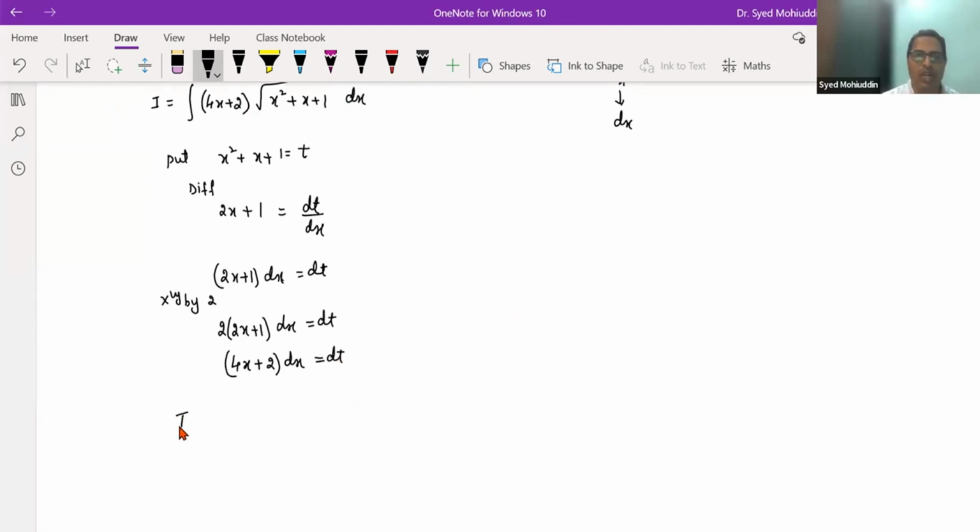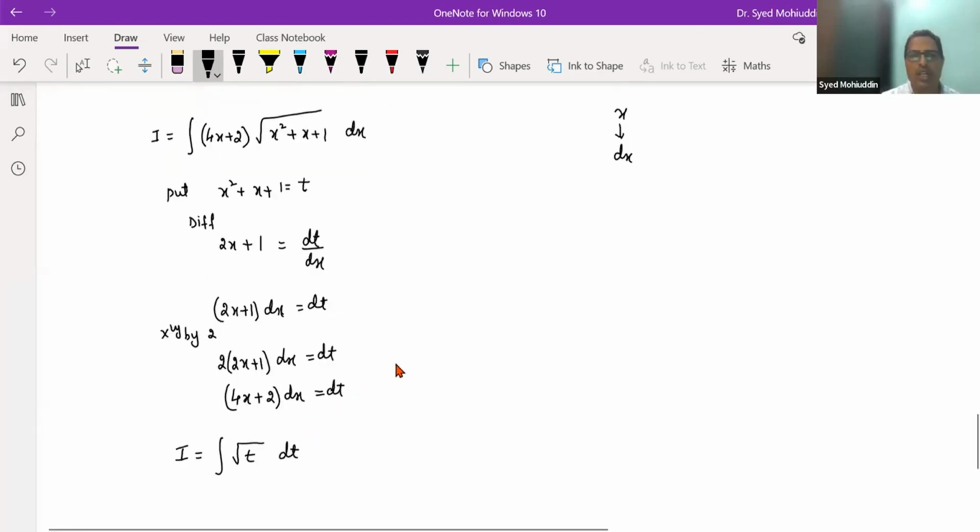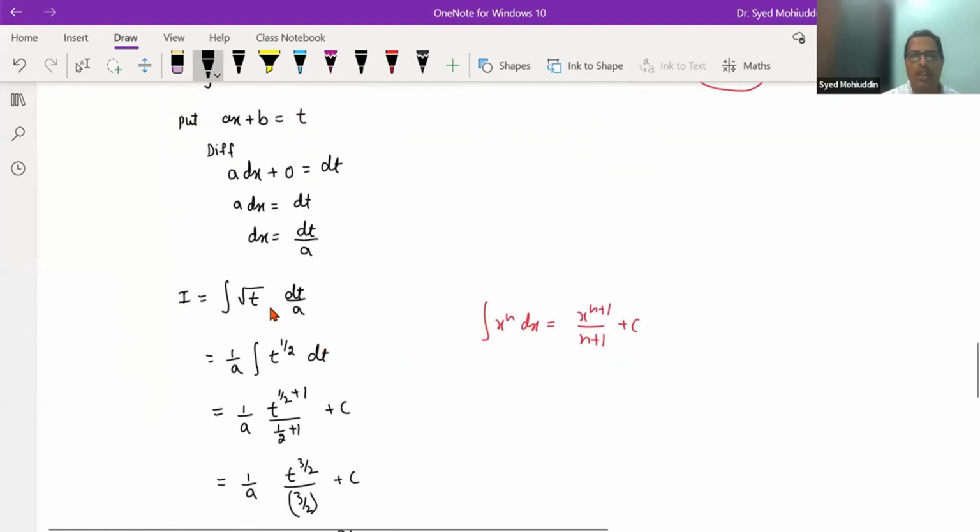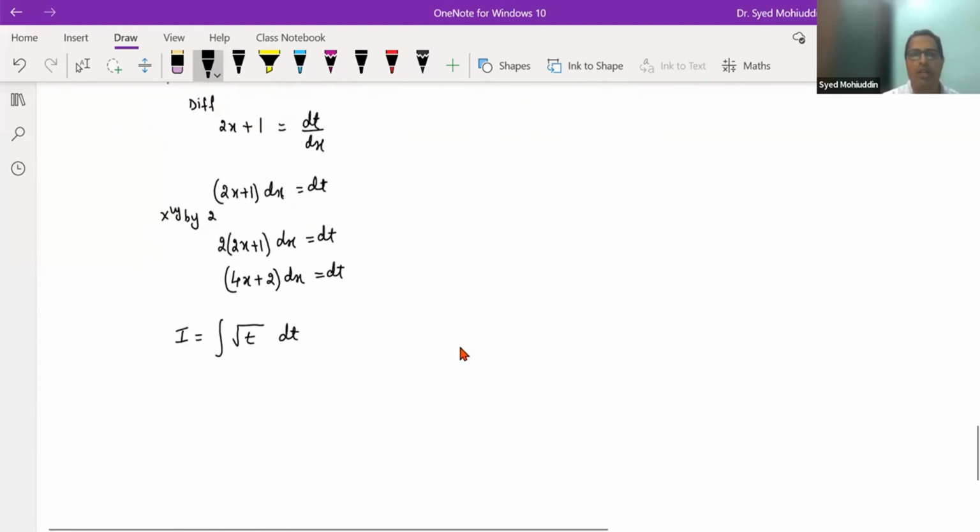Therefore, you get I to be equal to the integral of root of x square plus x plus 1, I have taken it as t. And this 4x plus 2 into dx, I'll write at the end. Its value is dt. We have already done this, root of t into dt, by taking t power of half. That we'll try to follow here.